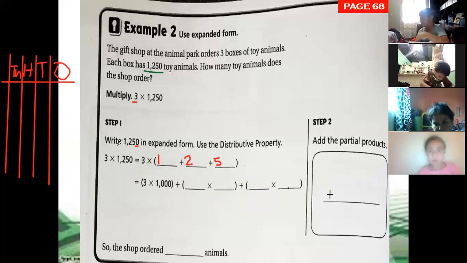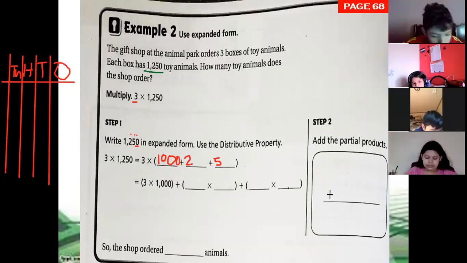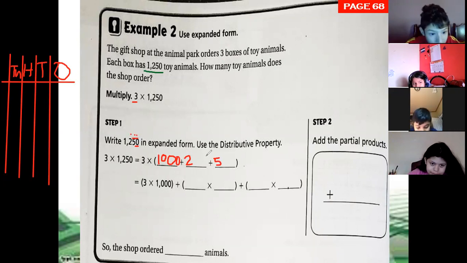So 1 is in the 1,000 position. After the 1, there are 3 digits. So we need to write a comma and 3 zeros. The next one is the number 2. It is in the 100 position. It needs 2 zeros.